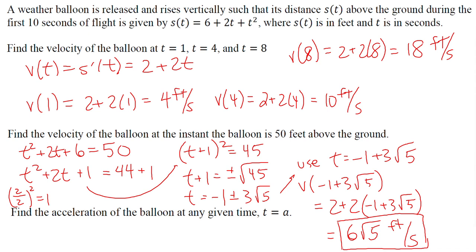And for our last part here, we just want to find the acceleration of the balloon at any given time t equals a, any time. So we just need to take the derivative of our velocity function. Well, our velocity function was just 2 plus 2t, so its derivative is 2, and the units will be feet per second squared. And at any value of a, our acceleration should be 2. Right? The acceleration is constant for this balloon.